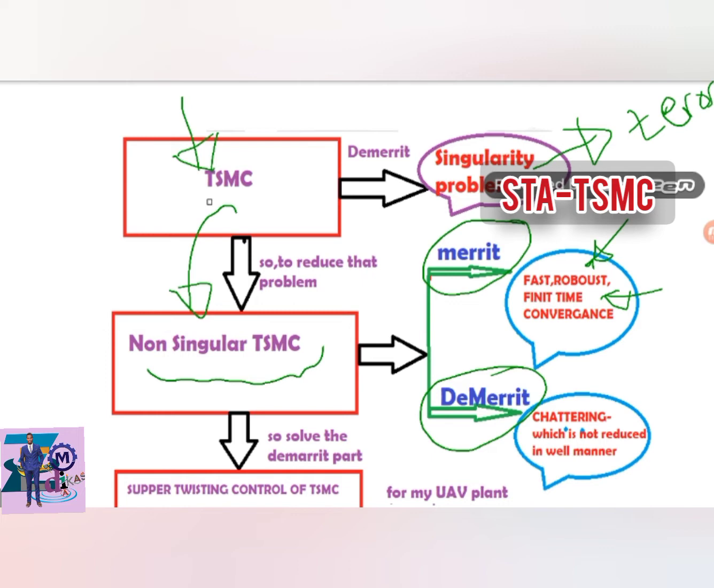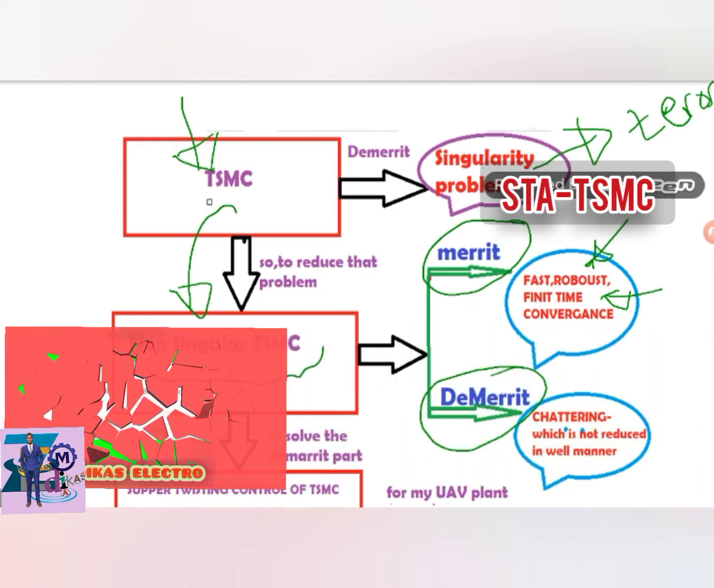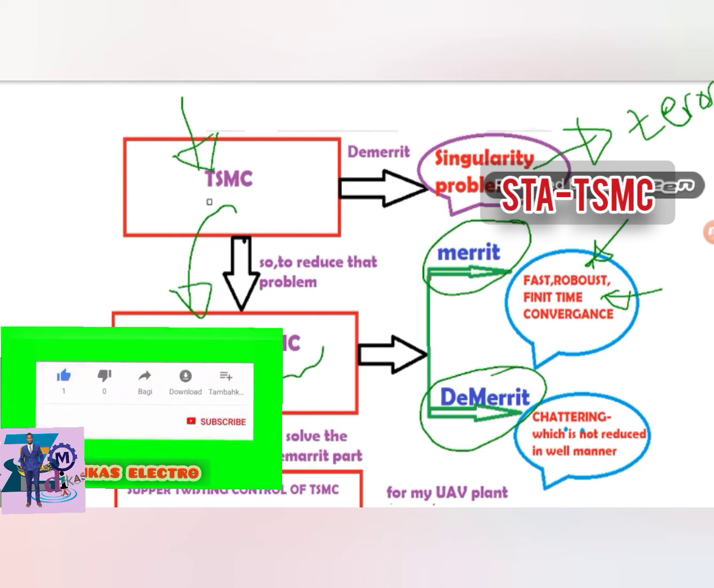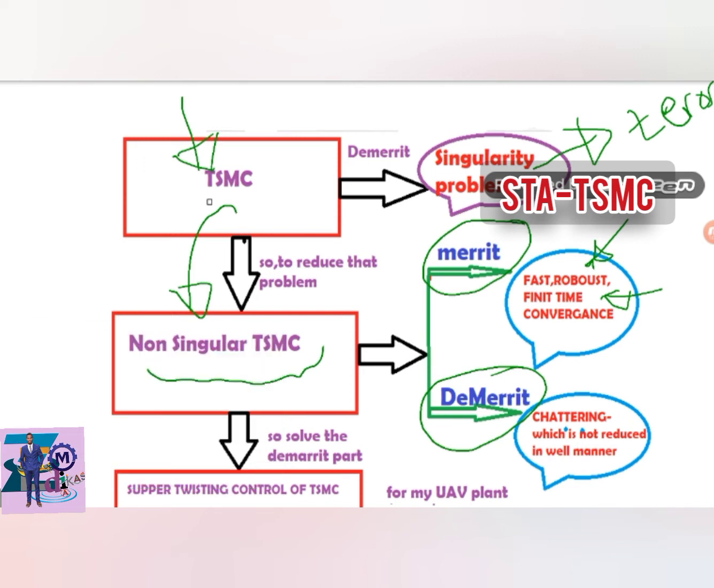So here the demerit is again the chattering effect. Here was the singularity effect. When you come to here, the demerit of this non-singular terminal sliding mode control is a chattering problem, which is not reduced well when we use such a controller for our plant dynamics. My system is an unmanned aerial vehicle. When I use that system in my dynamics, the chattering effect is the main problem when I use this non-singular terminal SMC for my plant. So I have to shift my attention to other dynamics in order to reduce that chattering effect.